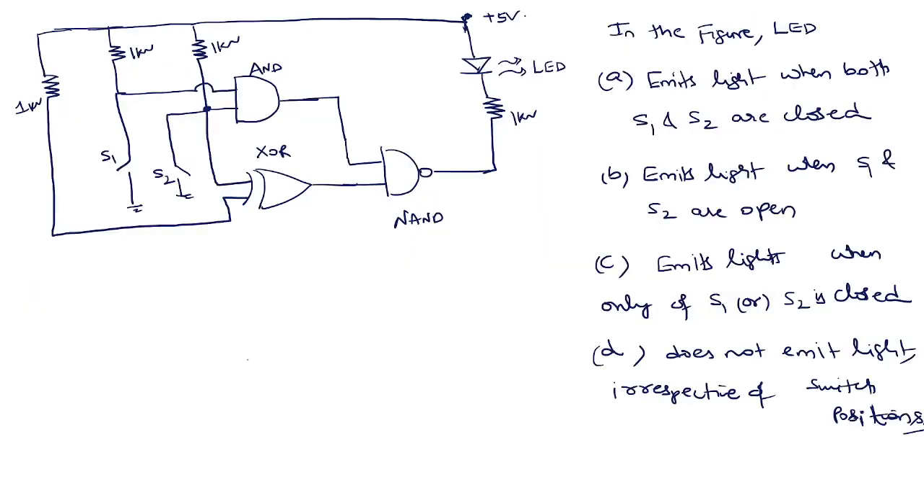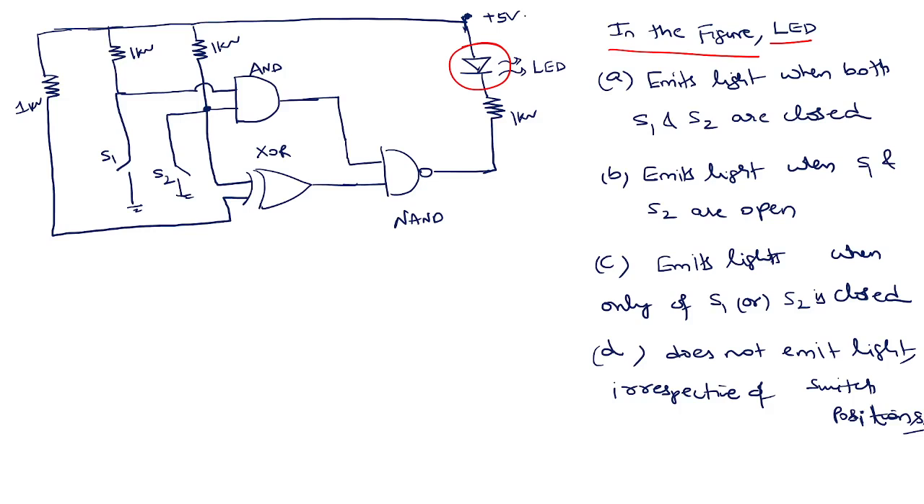Okay, this is the last problem of the day. In the figure, this is an LED, and the question is when the LED emits light. Emit light when S1 and S2 are closed? Emit light when S1 and S2 are open? Emit light when S1 is closed and S2 is in a different combination? Or only one of them is closed, or it doesn't emit at all?